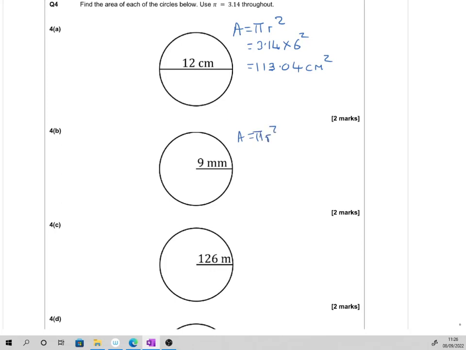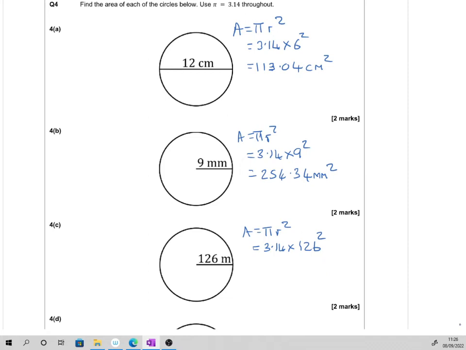Area equals pi r squared. Keep writing this down until it sticks in your memory. So 3.14 times 9 squared, that's 81, isn't it? So 3.14 times 81 is 254.34 millimeters squared. Area equals pi r squared, which equals 3.14 times 126 squared.